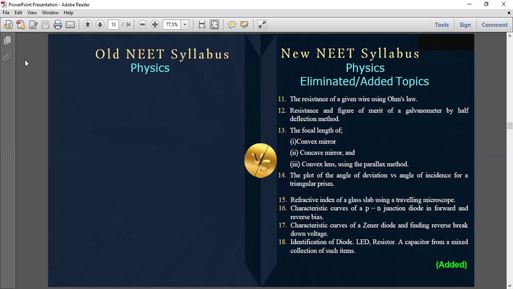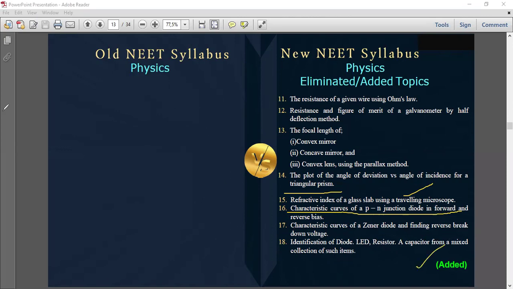Then the 14th topic, new topics which are added: plot the angle of deviation versus angle of incidence for a triangular prism, refractive index of a glass slab using a traveling microscope, characteristic curves of a PN junction diode in forward and reverse bias, characteristic curves of a Zener diode and finding reverse breakdown voltage, identification of diode, LED, resistor, capacitor from a mixed collection of such items.